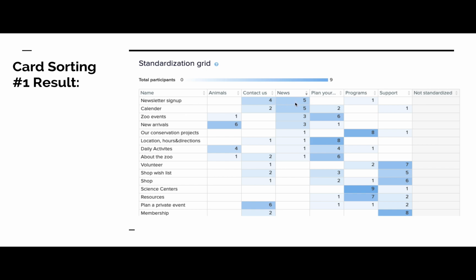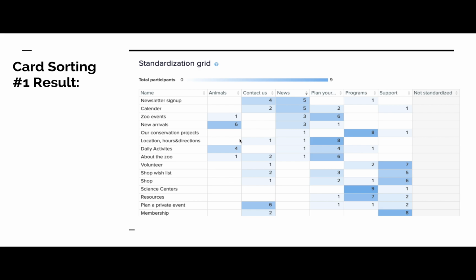They could not distinguish the main difference between those, and people didn't know which category newsletter sign up belongs to. Some people think the term support is hard to understand because it could be understood as help us, or as customer service. So it's not that clear to them. Some participants also could not understand what resources means. It could be understood as learning resources, so it could be placed under programs, but it could also be understood as animal resources, so it could be placed under animals.